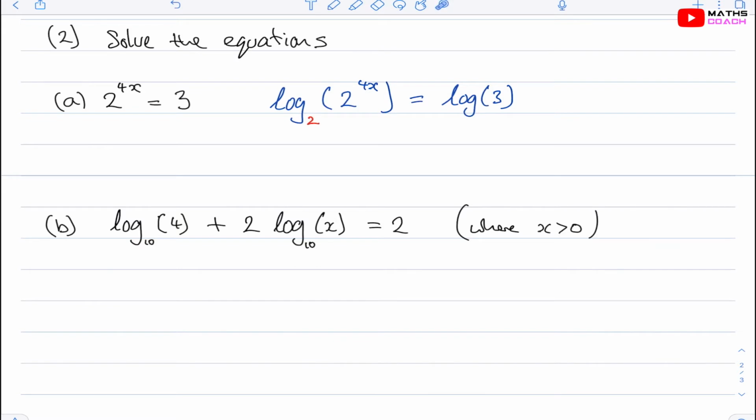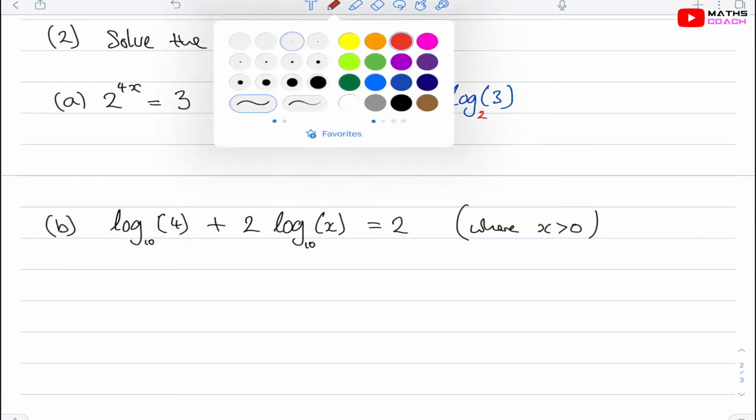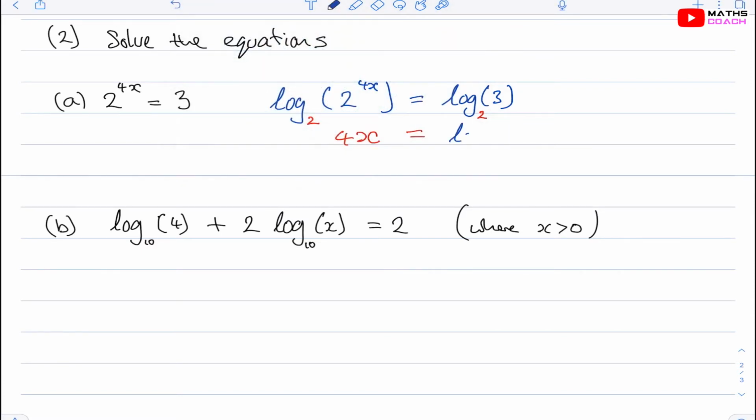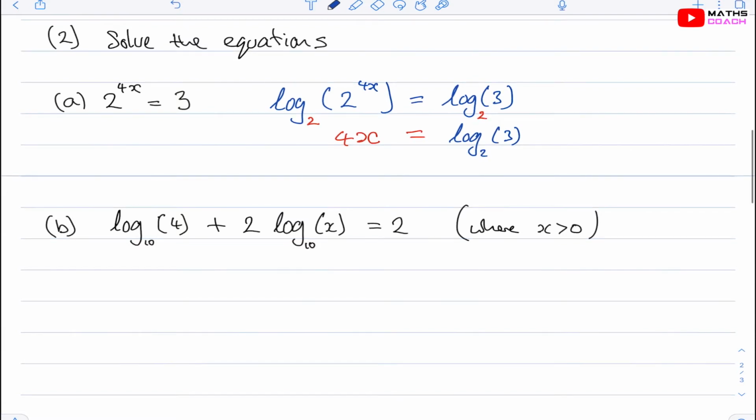The reason for that is because the term here has a base number of 2, and having the log to base 2, those two bases will cancel off, and in which case this will leave us with just 4x equals, on the right side we also apply the log to base 2, in which case the log of 3 to base 2 doesn't cancel off, it stays as it is, and we can just write this as log of 3 to base 2. And finally, to find what x is, we just divide by 4, or it would be a quarter of the log of 3 to base 2.